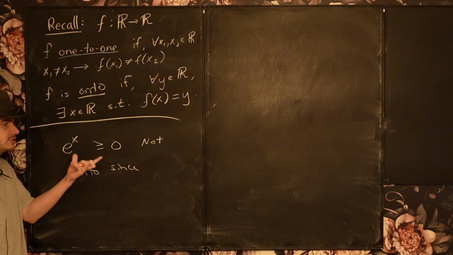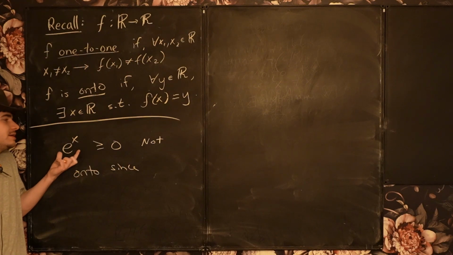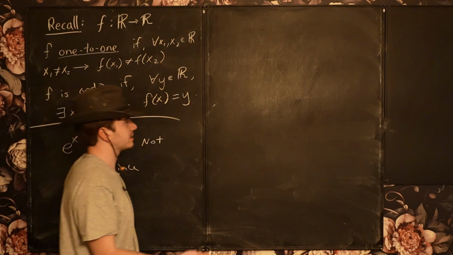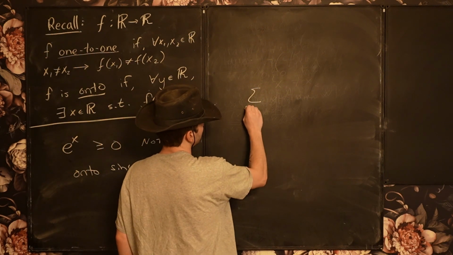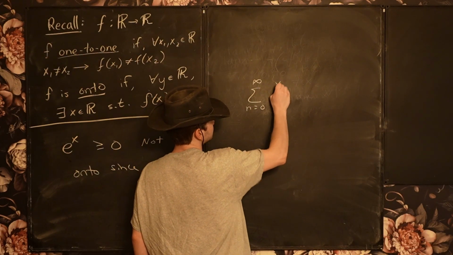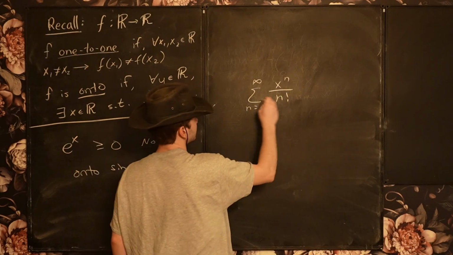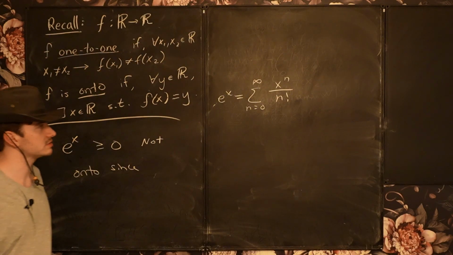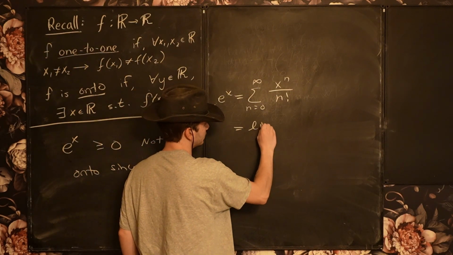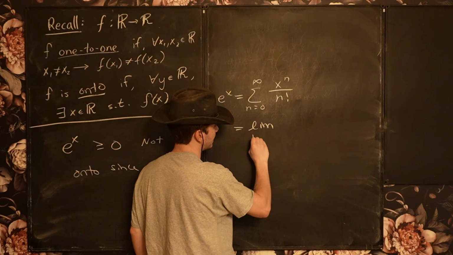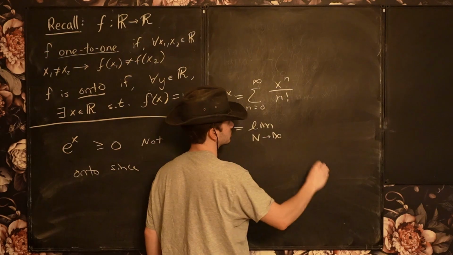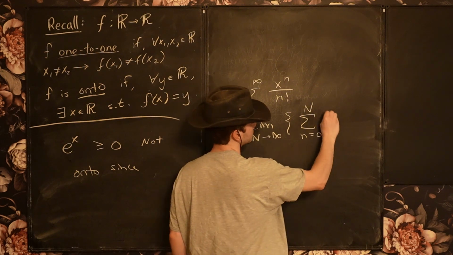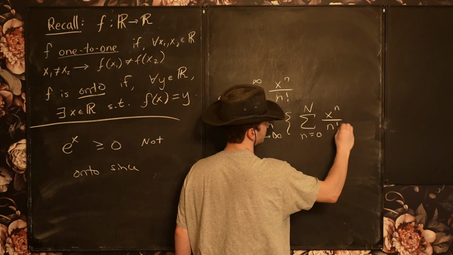Well, what is e to the x? What is the definition of e to the x? The definition of e to the x is the sum from n equals 0 to infinity of x to the n over n factorial. But we don't actually know what this means because we haven't developed the framework for dealing with this. What this means is it's actually the limit of the sequence of partial sums, as capital N goes to infinity, of the sum from n equals 0 to capital N of x to the n over n factorial.